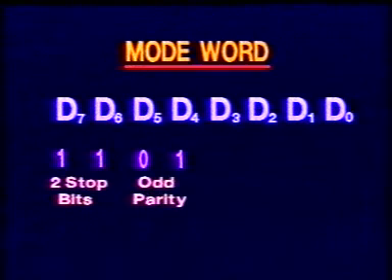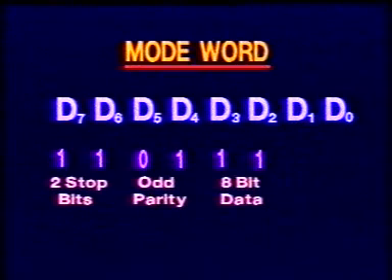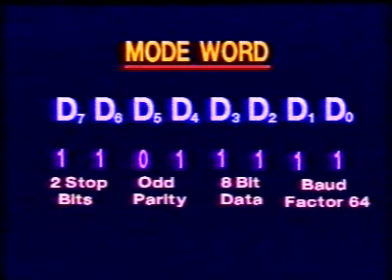1101 1111, that is DFH. Assume the data register at the address 40H and the control register at 41H. This program segment will load the mode word into the control word register.